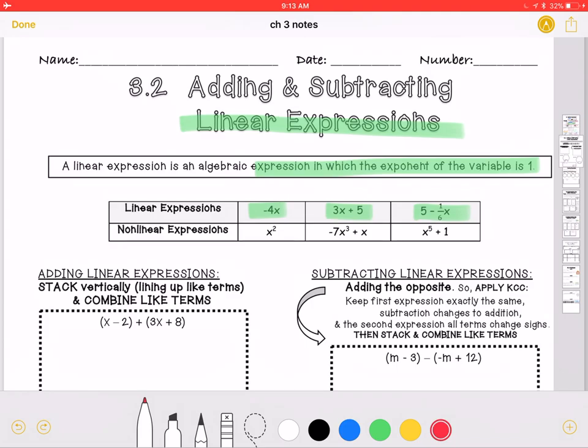Whereas non-linear expressions, that's when our exponent is something other than 1. So those are all non-linear. We're not going to deal with that this section or this lesson. We're just adding and subtracting linear expressions. So let's see, how do we do that? Okay, there's a few ways to do it.